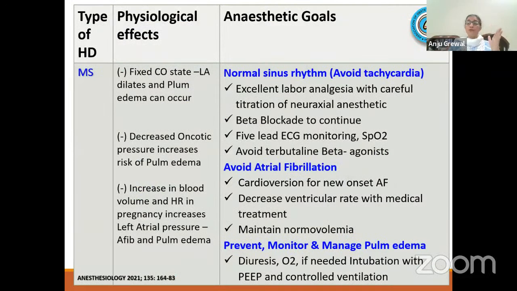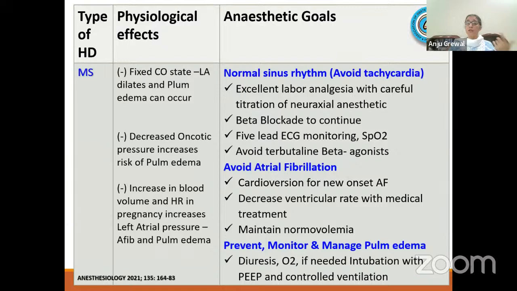And therefore, when we look at a fixed cardiac output state, as we said, our hemodynamic goals basically focus on maintenance of normal sinus rhythm. We have to very, very diligently avoid tachycardia at all costs. For those who have low risk or a moderate MS, we can use neuraxial labor analgesia, which needs to be carefully graded and titrated, and there should not be a sudden sympathectomy occurring in these mothers. A beta blocker, if there is already one on board, should continue. We need to ensure our monitoring, as I said, and avoid terbutaline. So you need to talk to your obstetric colleagues for that.